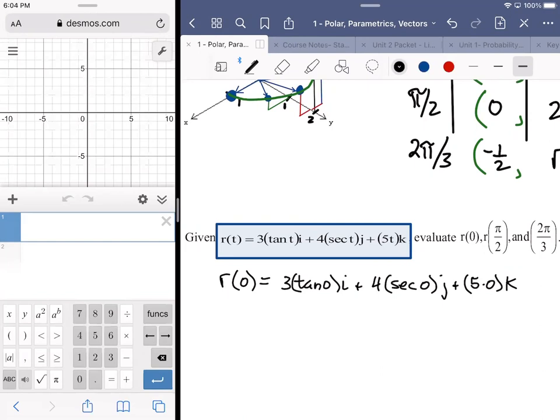Okay. You can feel free to skip steps when you do this on your own. It's not really necessary to show the actual substitution as it is to come up with the result. But tangent of 0, sine of 0 over cosine of 0, that's the result of 0. Right? So we're looking at 0 i plus, now 4 is going to get multiplied by the reciprocal of cosine of 0. Cosine of 0 is equal to 1. Reciprocal of that is also 1. So 4 times 1 j plus 0k. So the result here would be just 4j.